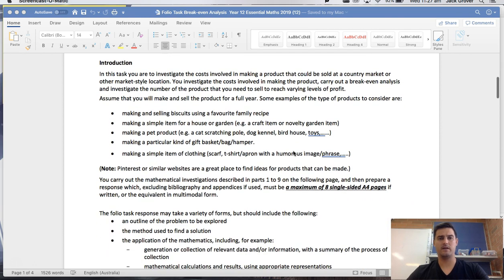Okay, so the idea about this folio is for you guys to create your own business. Some people have started already. They've done things like a cake stall, or they've made some form of clothing, chairs, tables, furniture, that sort of stuff. There's a few different examples here that you can do. The idea being that you figure out a selling price, your variable price, so your cost per item to make it, and then figure out your break-even point from there.